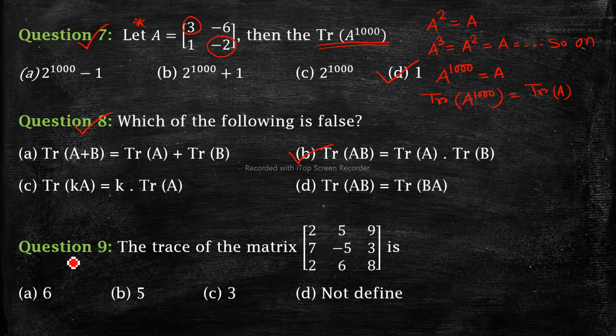What is the result for question number 9? They are asking for the trace of this matrix. Very simple: 2 minus 5 plus 8 is equal to 5 only. So the answer will become 5.